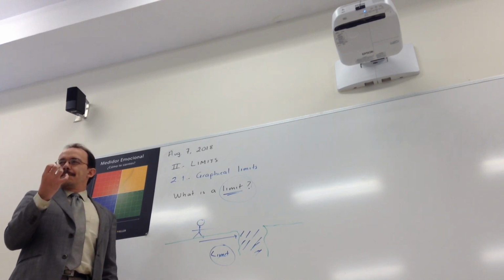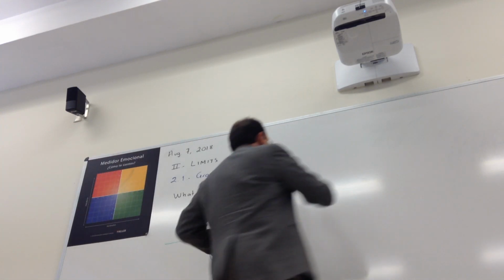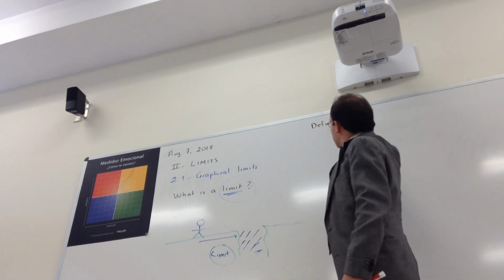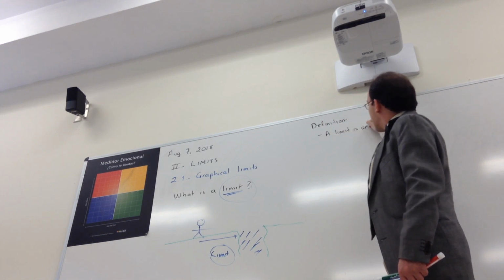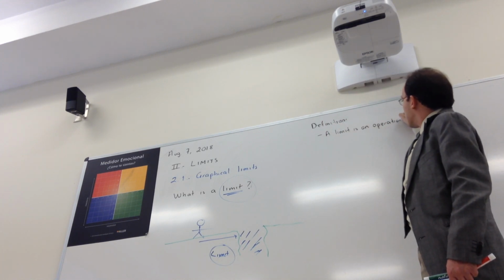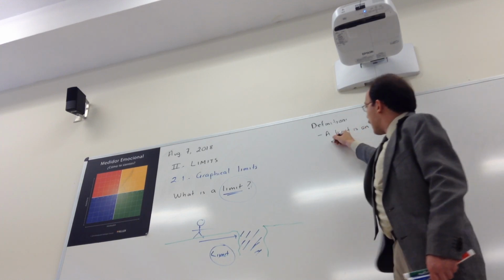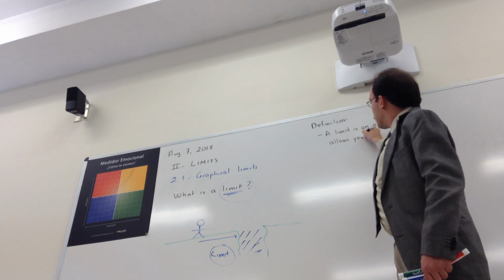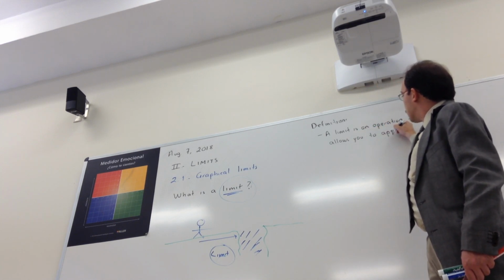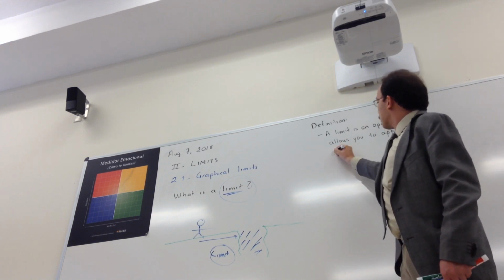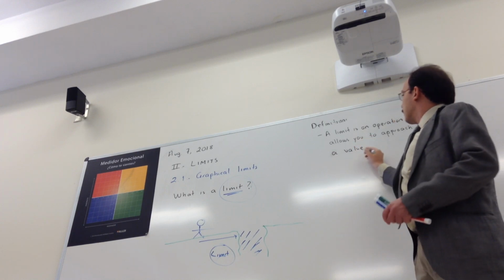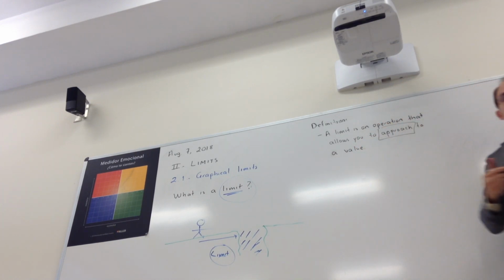Okay? Do you get the idea? Yes. Okay. As a definition, then, a limit is an operation that allows you to approach a bound. Okay, the key word here is approach. Approaching to. You're going to get very close to that value, to that hole in that case, without getting to that hole.